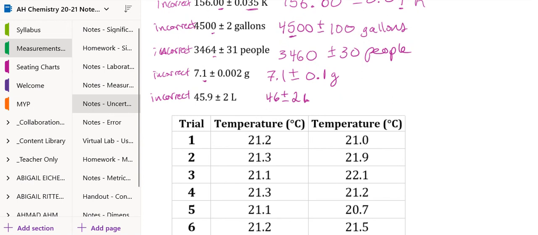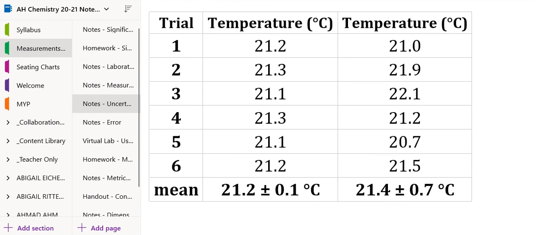What I want you guys to do for me is write down, these are two different sets of data. How many trials do we have? 6, and we found temperature. So take a second and write these down, and then we're going to go through and find the average. We're going to find the uncertainty, and then we're going to make sure that our average measured value and our uncertainty match up and write our overall answer, okay? So I'm going to give you a minute or two.